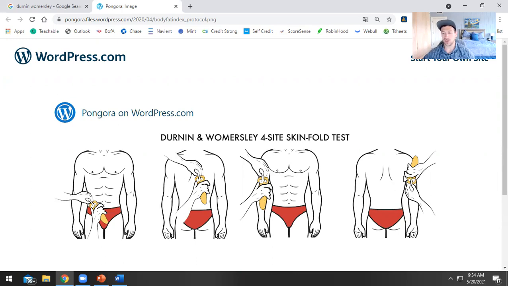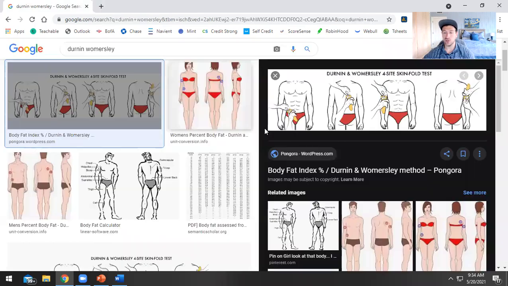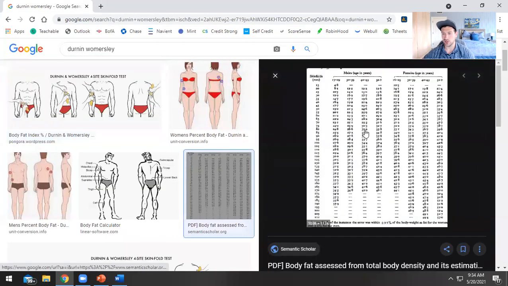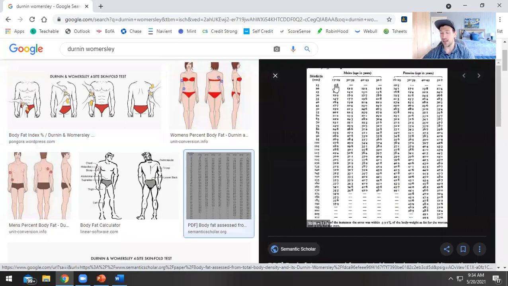So you measure those 4 sites. Then you total up all the numbers and look on this little chart. Let's say you were pinching your client and it came out to 85 millimeters altogether, say 15 on the biceps and 20 on the subscapular, added up to 85 altogether. Then you look at what age your client is. Let's say they're between 30 and 39, 85 millimeters. That means they've got about 27% body fat. That's definitely going to be really high.